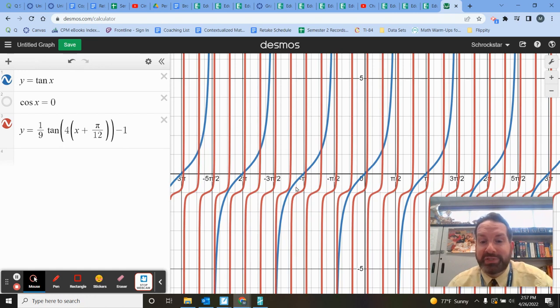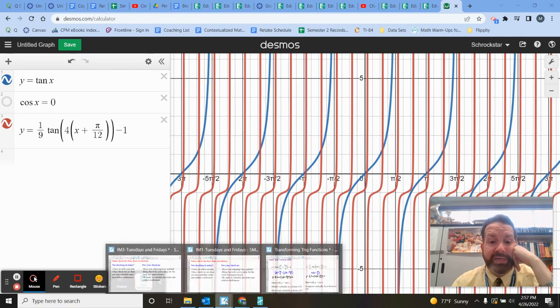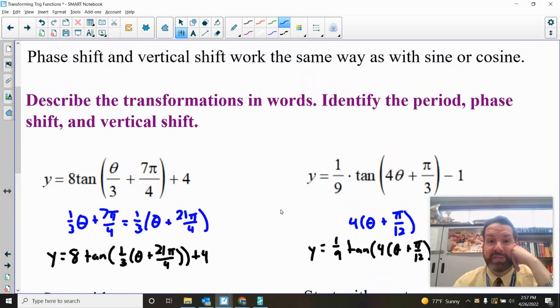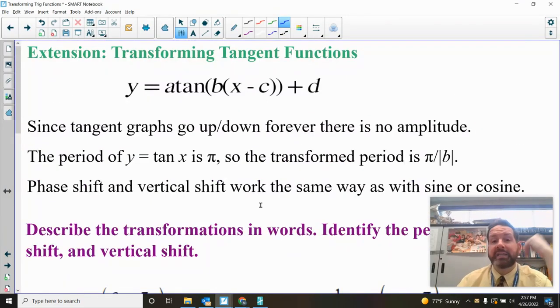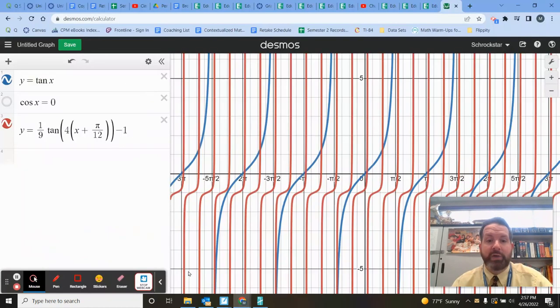So with these transformations, you can make these graphs go where you need them to and do what you need them to, which is what makes those transformations so powerful. The big takeaway, it's really just like sine and cosine, except there's no amplitude. And when you're doing your period calculation, start with a 1 pi on the top instead of a 2 pi on the top.